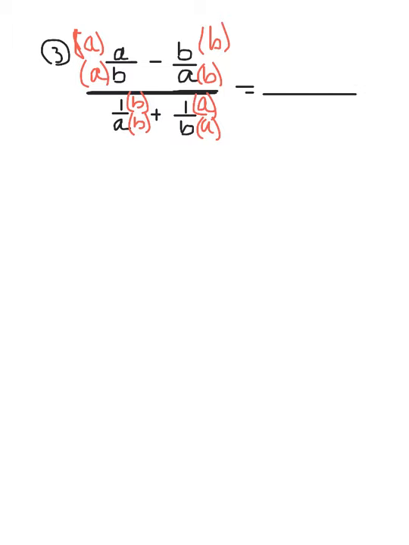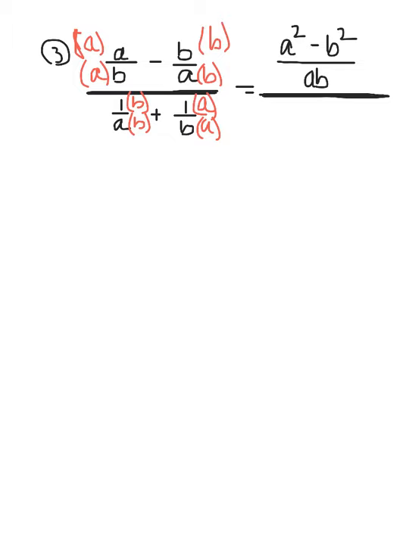Okay, so let's put the big fraction line there, and let's talk about the numerator here. So if we look at this numerator right up here, do you see that our common denominator is ab? So I have ab as my common denominator. Then let's look at what I have in the numerator. Well, I've got this a times this a, which is a squared, and then I have this b times that b, which is b squared. So I have a squared minus b squared.